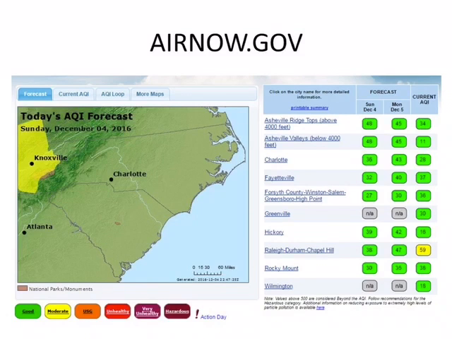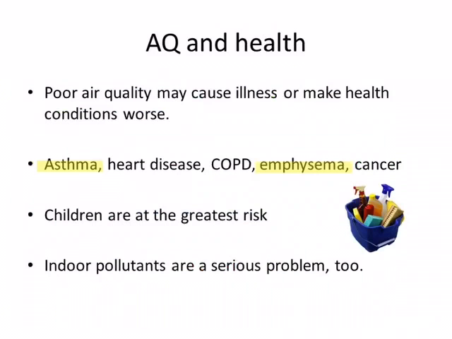When air quality is very low, it can cause disease, as we talked about on the very first slide, especially asthma, heart disease, emphysema, which is a lung disease, and even cancer. So it's really something that's not to be messed around with. It's a very serious issue, and it's an issue that becomes a bigger and bigger one every day as we are continuing to pollute the atmosphere around us.